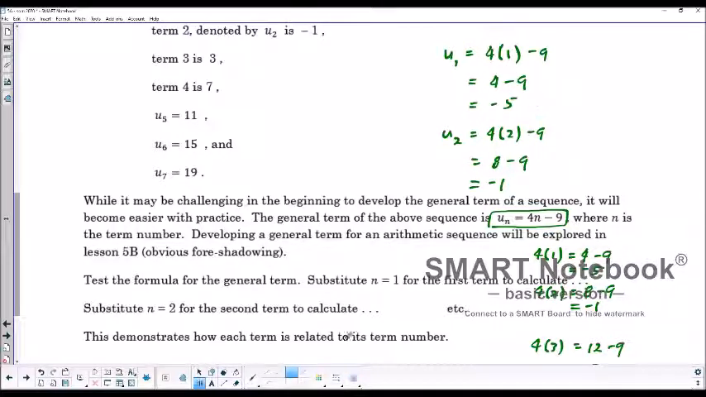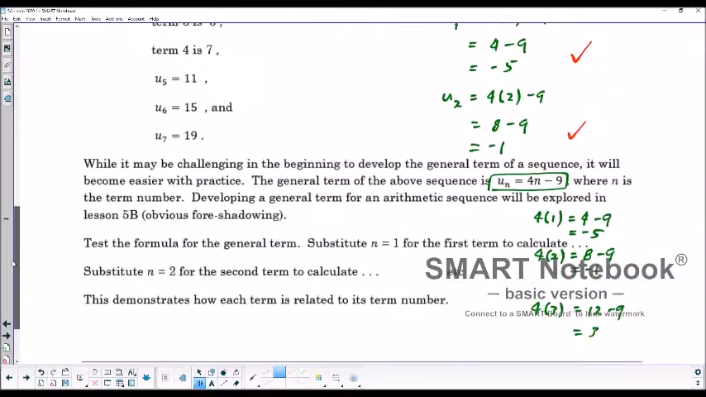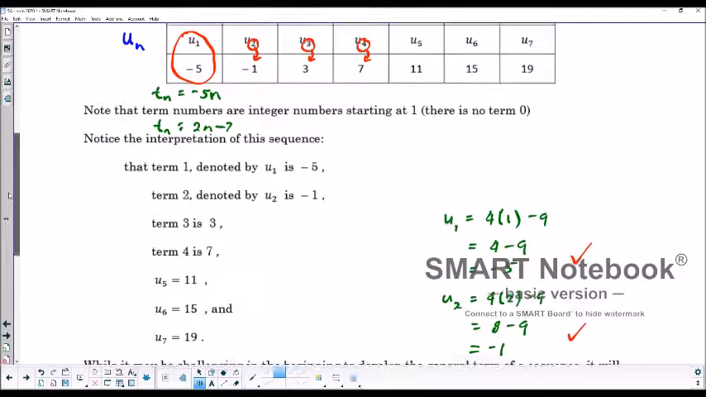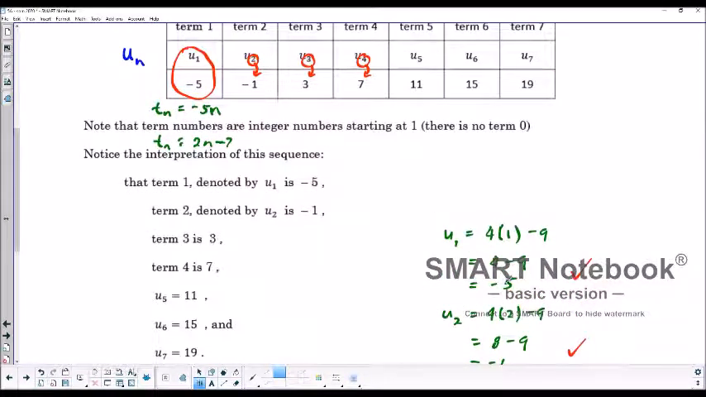Okay, so this is the correct form of checking the general term. Not the way I was just doing it at the beginning. If you write out the expressions like that, that shows us how the term number relates to the actual term. So term 1 is -5, term 2 is -1. If we substitute 3 into this, we'd get 4 times 3, which is 12, minus 9 is 3, so term 3 is 3, etc.